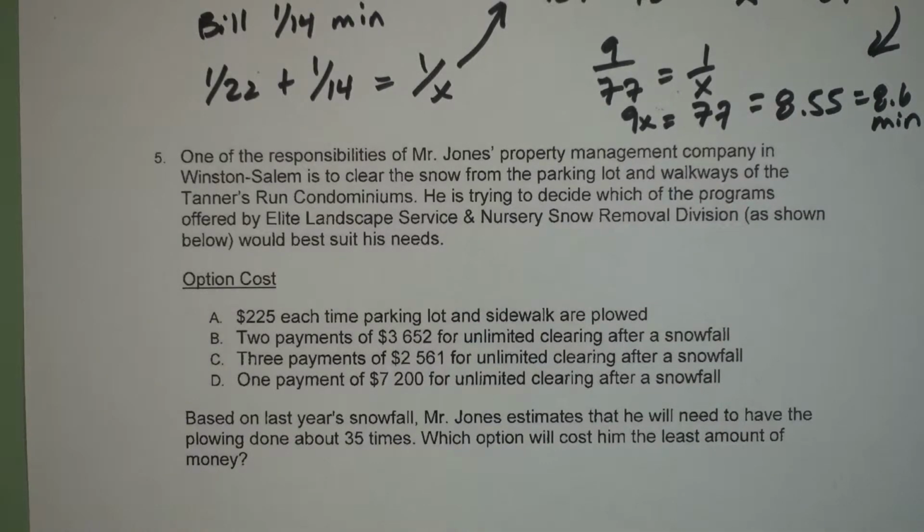Based on last year's snowfall, Mr. Jones estimates that he will need to have the plowing done about 35 times. Again, that's not going to happen. We're not going to do it 35 times, but in areas of the country, we may have that done. But if we have 7 or 8 snow events and we're having to go back 3 to 4 times on each property, yes, we can approach doing a property 35 times. So let's look at it from that aspect.